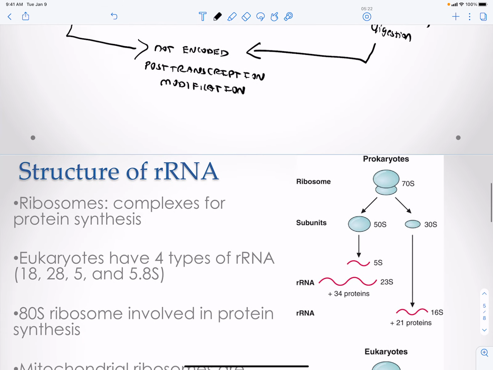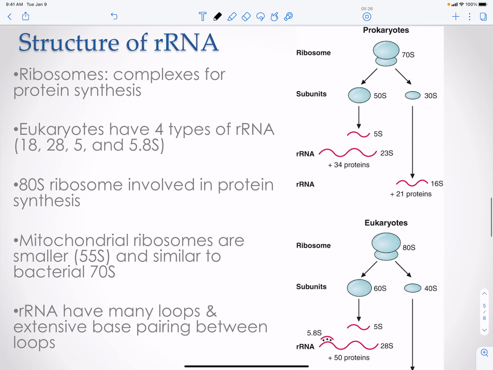Now we also have ribosomal RNAs, and so a few differences to point out. Prokaryotes are going to have different sizes. Their ribosome is 70S. Eukaryote ribosome is 80S. Ribosome means that it's the complete ribosome molecule. They're made up of subunits, and the subunits for the prokaryotes are the 50S and 30S. Subunits for eukaryotes are 60S and 40S.